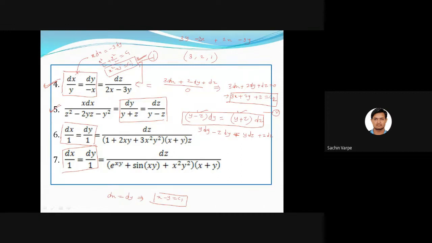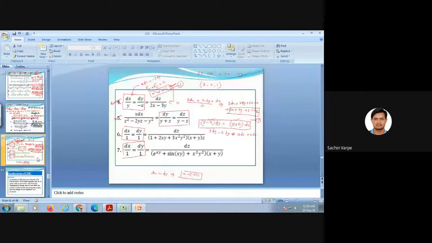Let's try one of these so that you can try the second. Which one do I solve here? What do you think? Question number 6 or 7 for the second solution? Tell me which question should I try here? 6 or 7? 7th, sir. Okay. Try the 7th one.